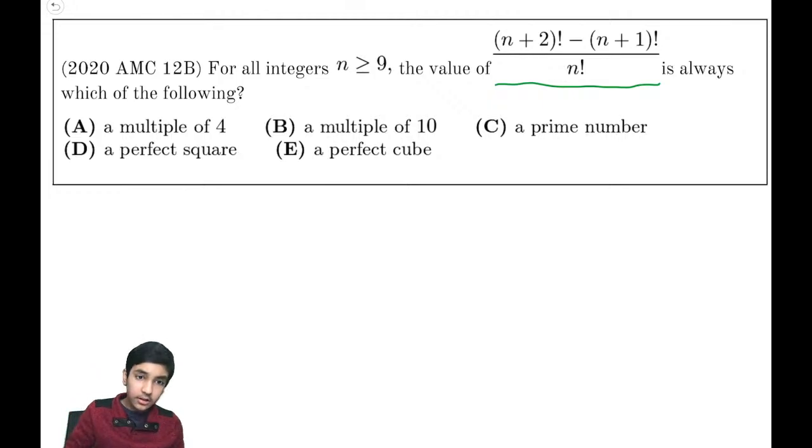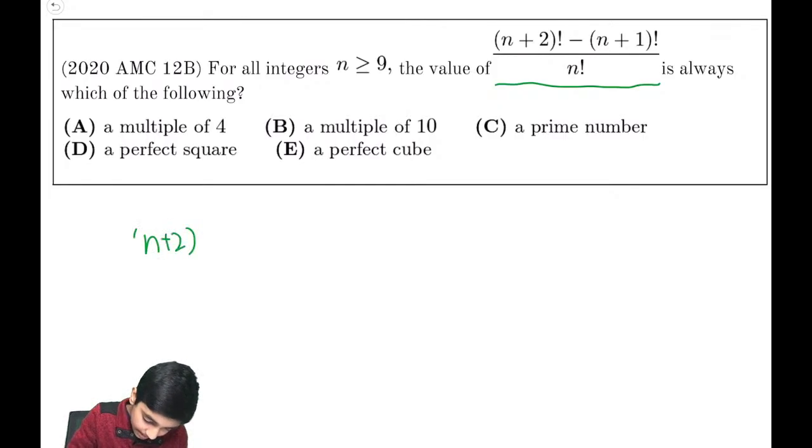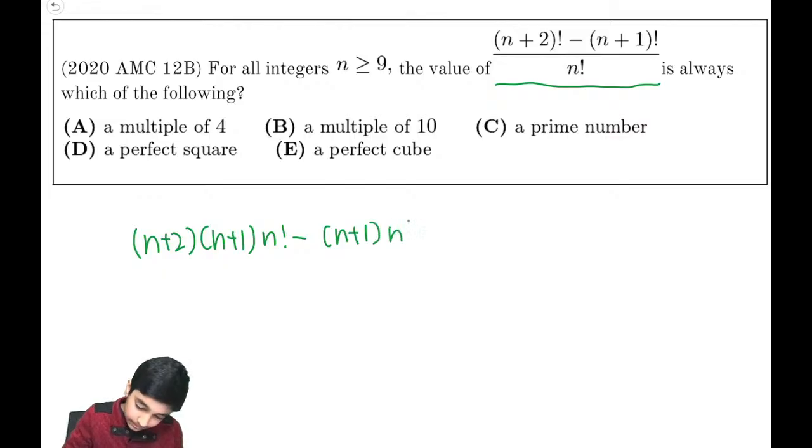Okay, so now let me go into the solution for this problem. The idea here, as many of you have said in the chat, is that we can rewrite (n+2)! as (n+2)(n+1)(n!) minus (n+1)(n!), all over n!.